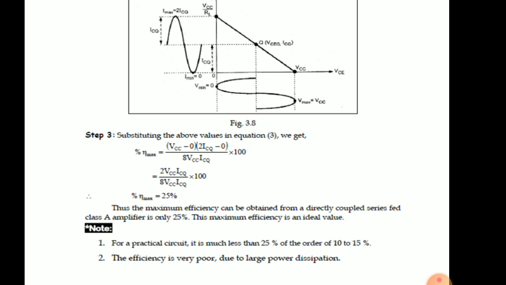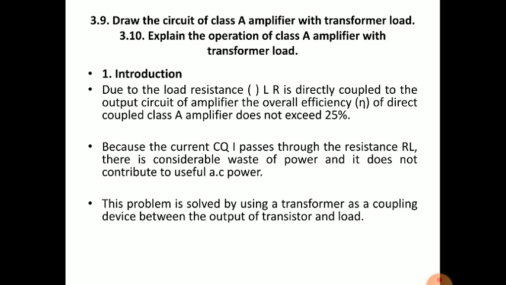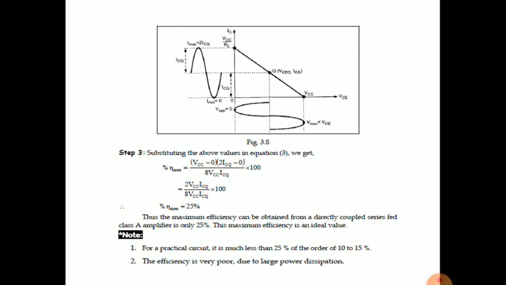For a practical circuit, it is much less than 25%, of the order of 10 to 15%, and the efficiency is very poor due to large power dissipation. Why is it very poor? Because of the large power dissipation. Now draw the circuit of the class A amplifier with transformer load. Why is the efficiency low? Because of large power dissipation in the RL circuit.